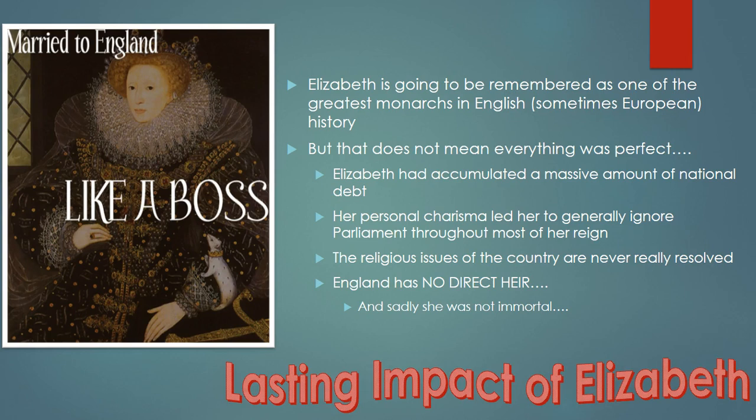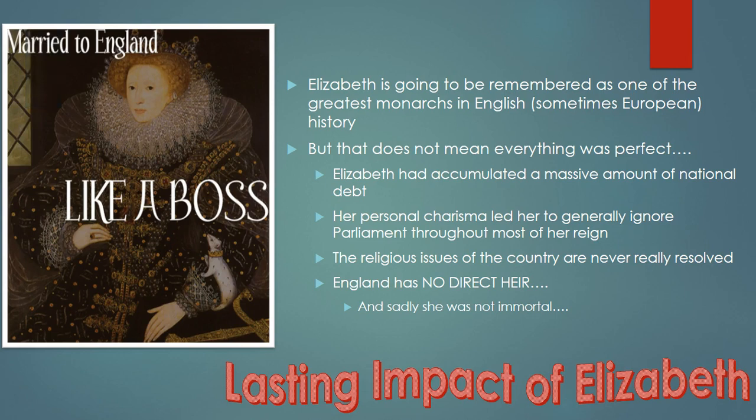She accumulated a massive amount of debt during the time she ruled her country, much like the same problem that Louis XIV did for the French people. She also will spend pretty much the entirety of her 45-year reign ignoring the rule of Parliament, and this is going to be a problem for future English monarchs. And she never really resolves any of the religious problems within her country. She kind of just looks the other way. She is extraordinarily effective at handling the problems she wants to handle, and religion was not one that she really wanted to address.